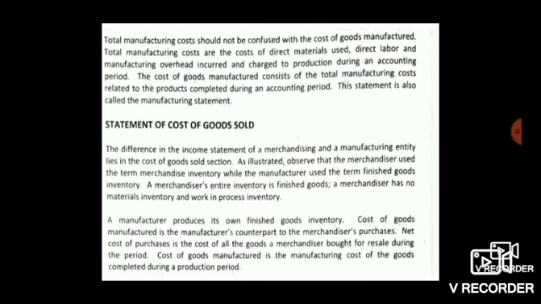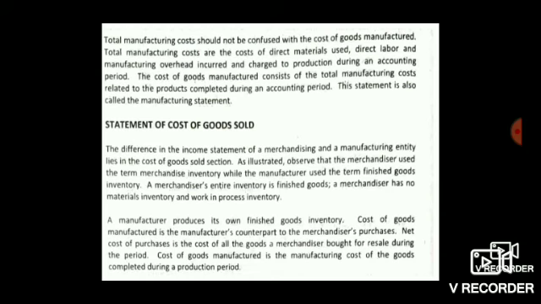Statement of cost of goods sold. So the difference in the income statement of a merchandising and a manufacturing entity lies in the cost of goods sold sections. As illustrated, observe that the merchandiser used the term merchandise inventory while the manufacturer used the term finished goods inventory. A merchandiser's entire inventory is finished goods. A merchandiser has no materials inventory and work in process inventory. So the manufacturer produces its own finished goods inventory.